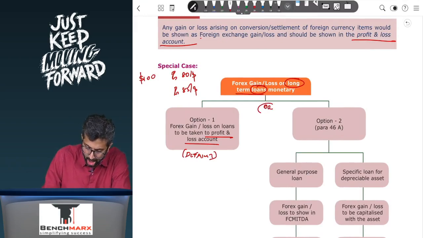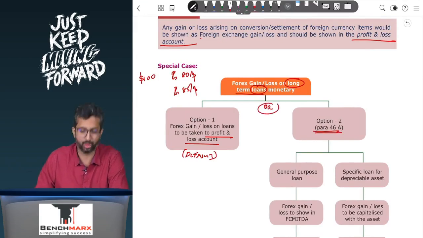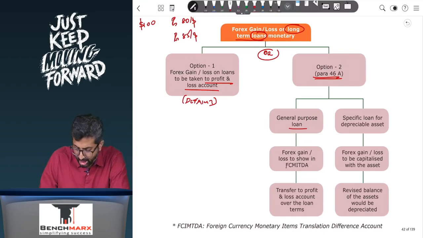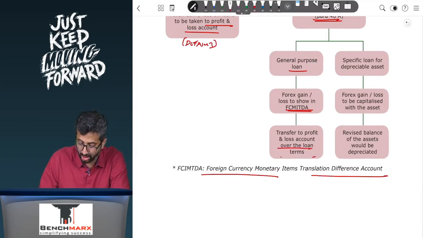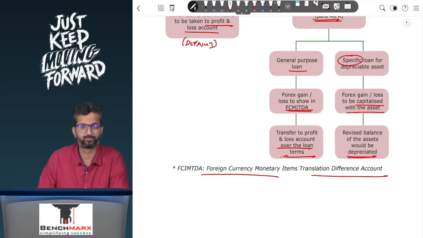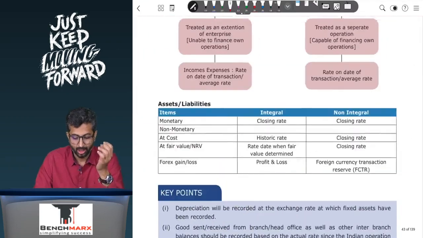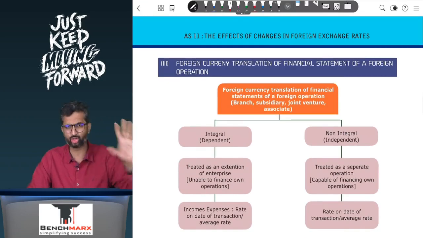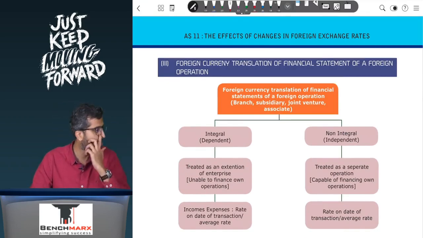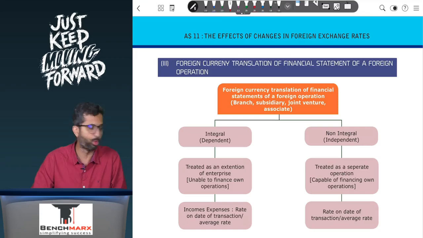However, you can apply the choice of para 46 or 46A, that is on a general purpose loan. Show this in the FCMITDA, foreign currency monetary item translation difference account, and then transfer to profit and loss over the loan term or loan tenure. And for a specific loan for a depreciable fixed asset, you will capitalize this along with the fixed asset and then record depreciation. Okay. Now the choice over here is one time and irrevocable. If you once take the choice, you can't keep on shifting between option 1 and option 2. If nothing is given, we will assume that we are following option 1 only.